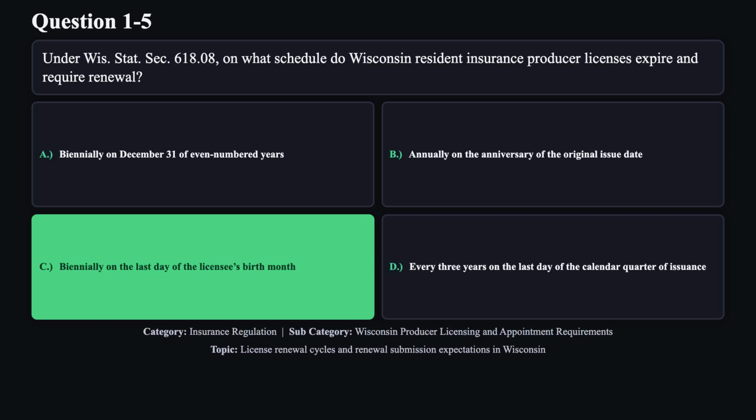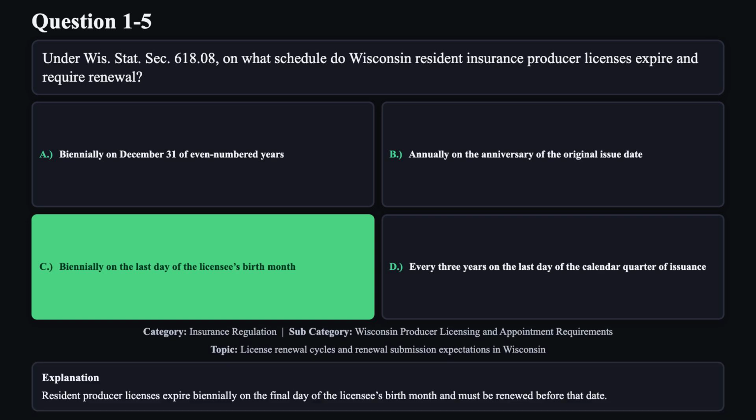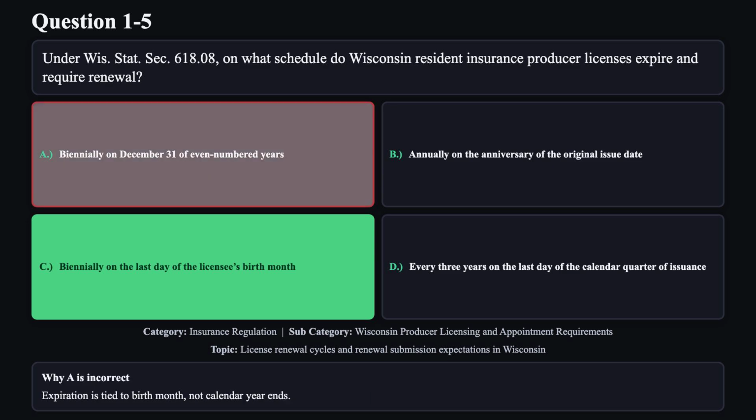The correct answer is C. Resident producer licenses expire biennially on the final day of the licensee's birth month and must be renewed before that date. Reason A is not correct. Expiration is tied to birth month, not calendar year ends.